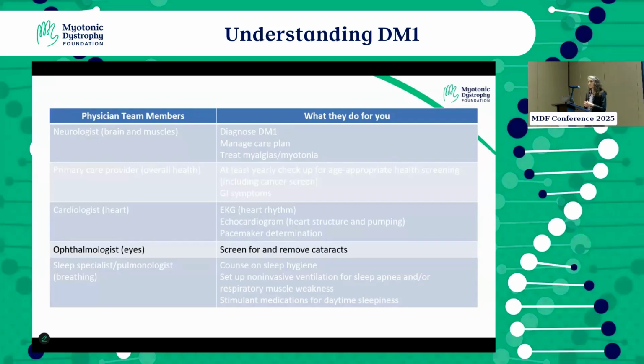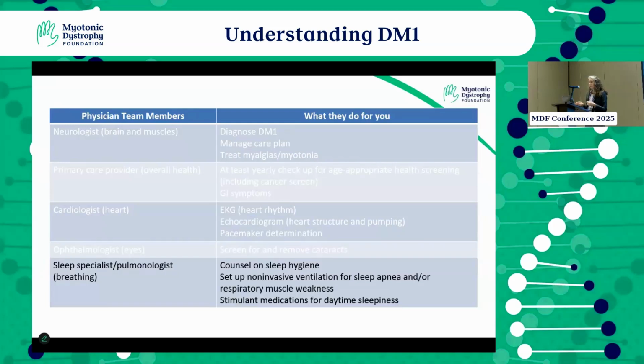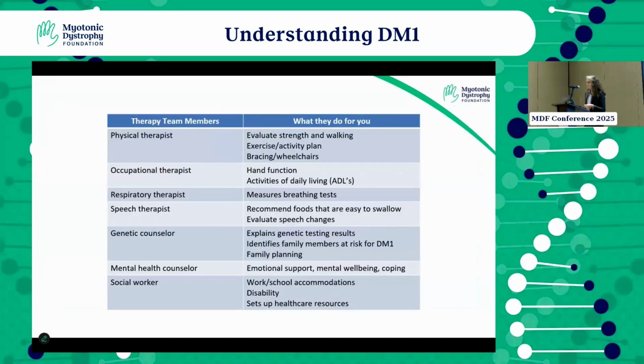An ophthalmologist, an eye doctor who can screen and remove cataracts. A sleep specialist or pulmonologist who can help with the sleep symptoms as well as any breathing issues or shortness of breath. So, focusing on sleep hygiene. Some patients use an apparatus called non-invasive ventilation, which can help with sleep apnea as well as any respiratory muscle weakness. Other things that they can help out with is if people need stimulant medications for daytime sleepiness.